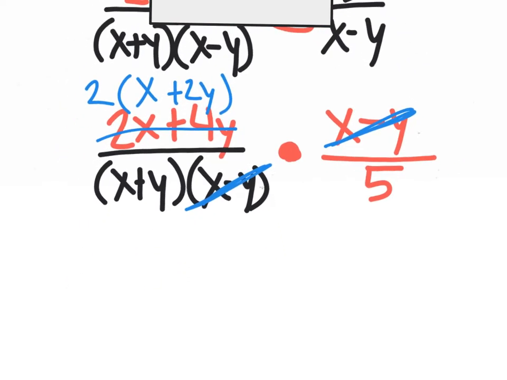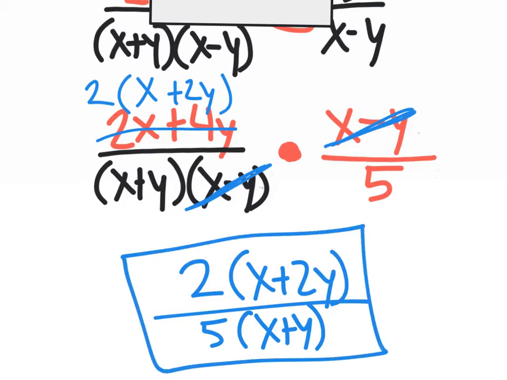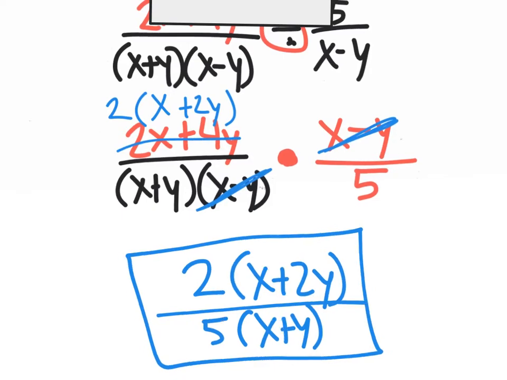So your final answer is what's left over. What do we have left up on top? We have a 2 parenthesis x plus 2y. And on the bottom, we have a 5 parenthesis x plus y. That is your final answer for that one. You could practice with the other one that we have there.